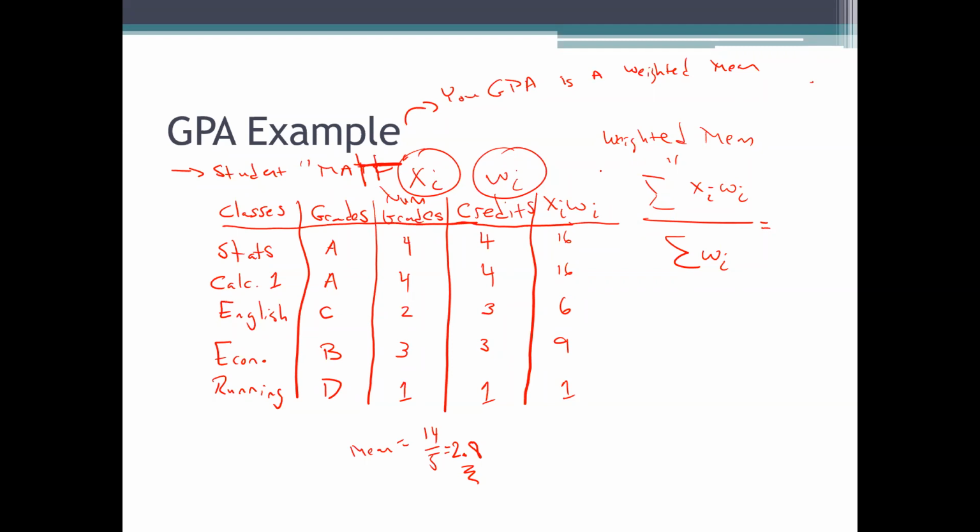So now, this tells me to sum this up. If you were to sum these up, 16 and 16 is 32, 38, 47. This column here sums up to 48. And then you'd divide by the sum of the weights, or the sum of the credits. It looks like this student, Matt, is taking 15 credits. So the GPA that would actually be reported to the student, if you were to take this 48 divided by 15, that would be the GPA the student would get, which is a lot better than the 2.8.